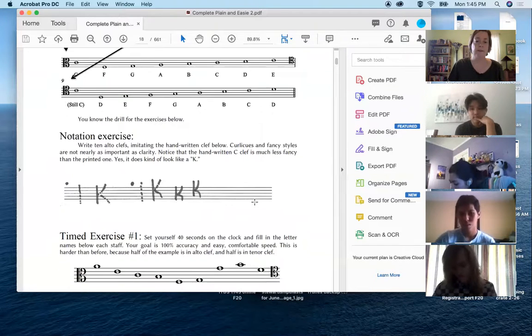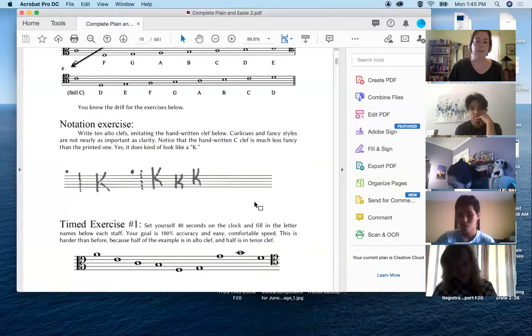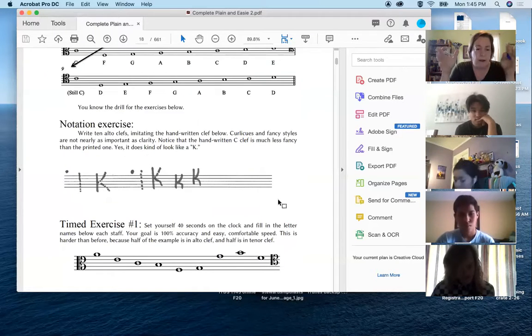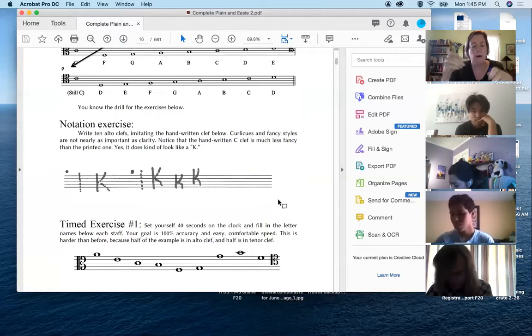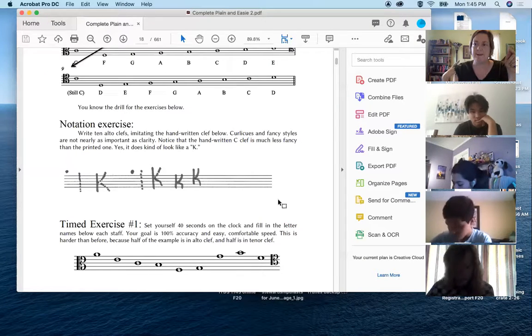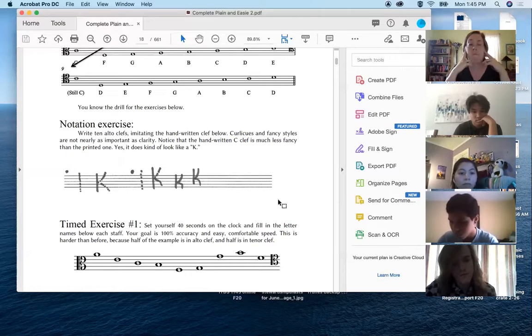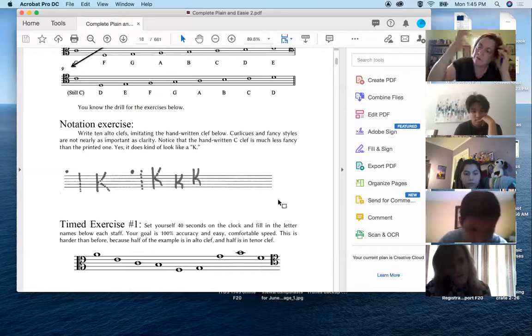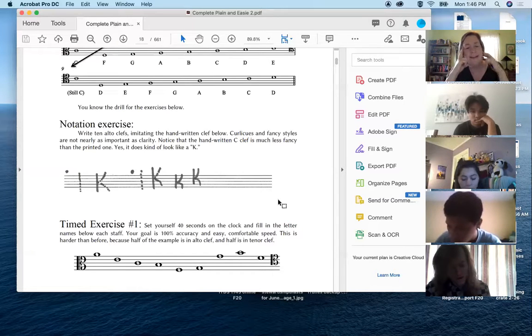Now, let's go down to the timed exercise number 1, and we're just going to do the first line of it. So to yourself or out loud, wherever you are, let's see if you can figure out what these letter names are on this alto clef line. I'll give you maybe 30 seconds or 45 seconds to ponder, and then I'll start giving the answers, okay? Takes a little adjusting. It's like you have to flip a switch in your brain and get into alto clef.